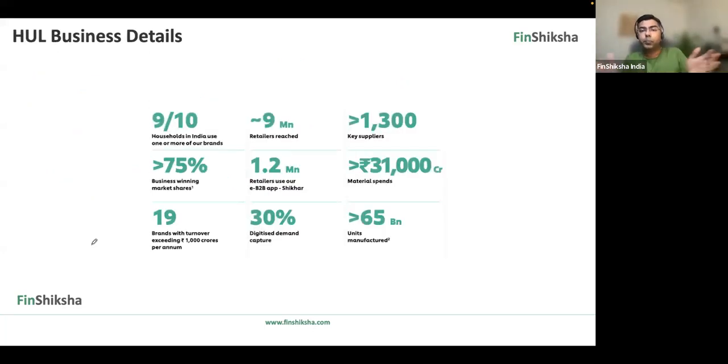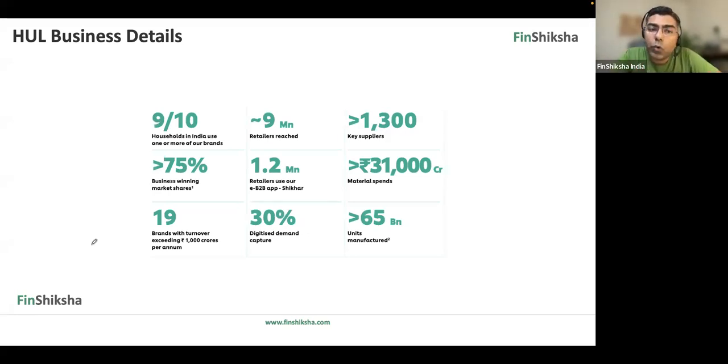So what does HUL do? Let's look at a very quick business detail. HUL is the Indian counterpart of the global player Unilever, and they have a bunch of brands. It's a large company, approximately 60,000 crore worth of sales annually, close to about 8 to 10,000 crore of profits annually. Large market cap. It is one of the top 10 in terms of market cap. In fact, it's in the top 5 or 6 in terms of market capitalization in India.